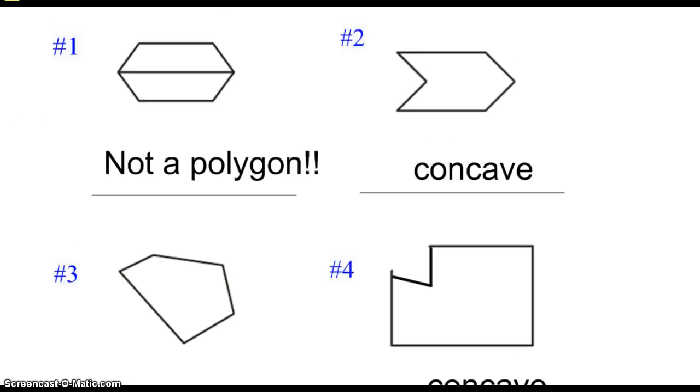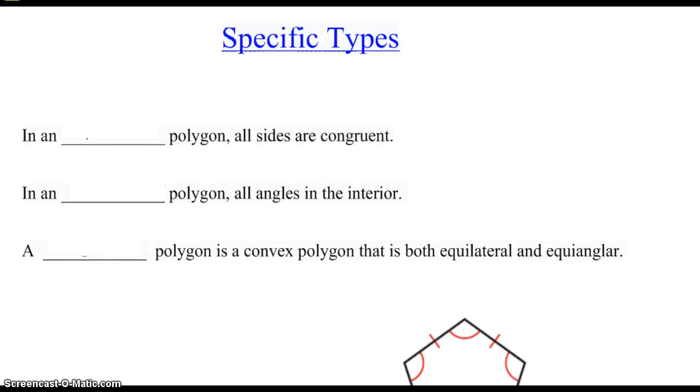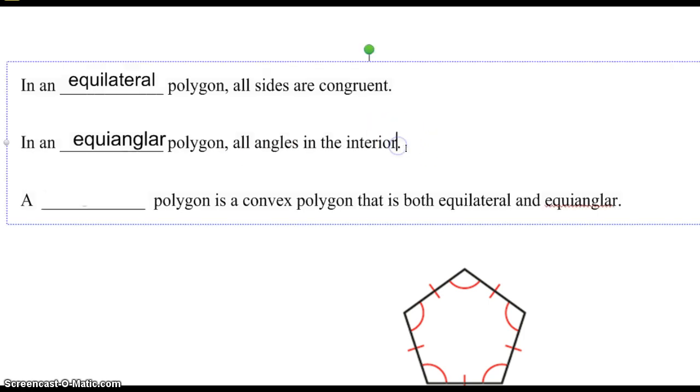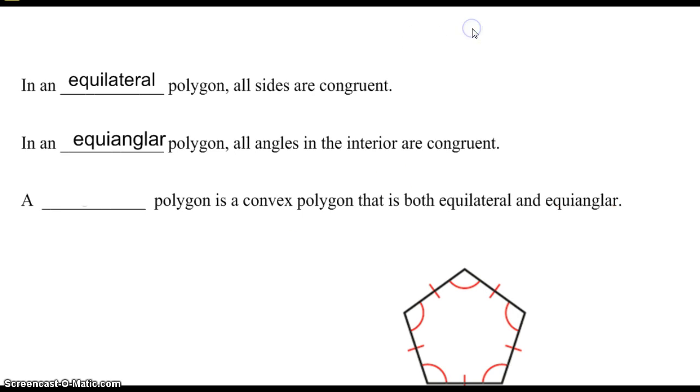Besides knowing concave or convex, there's only one other thing we have to know about polygons, and this is it. In an equilateral polygon, all the sides are congruent. In an equiangular polygon, all the angles in the interior are congruent. So we already know what equilateral means, and it means that all the sides are congruent. We know what equiangular means, and it means that all the angles are congruent.